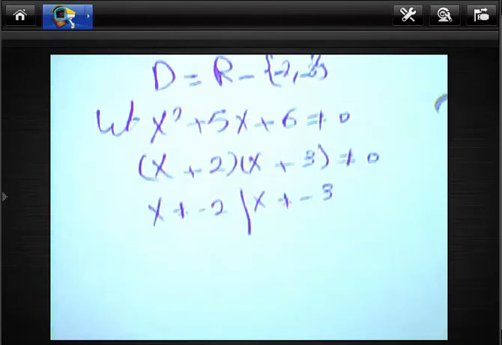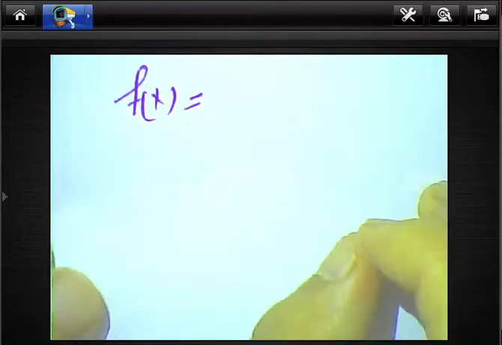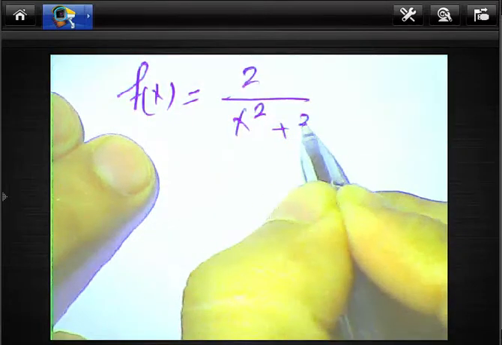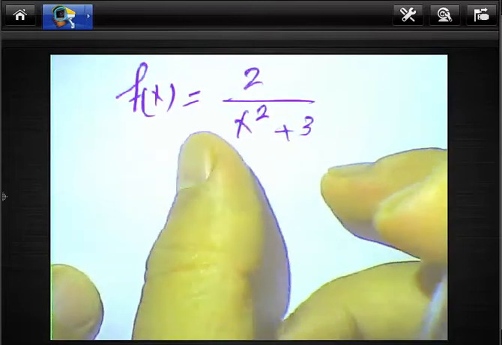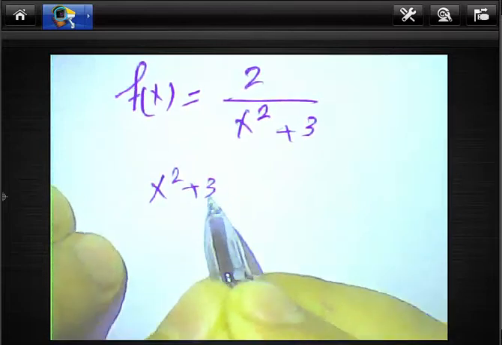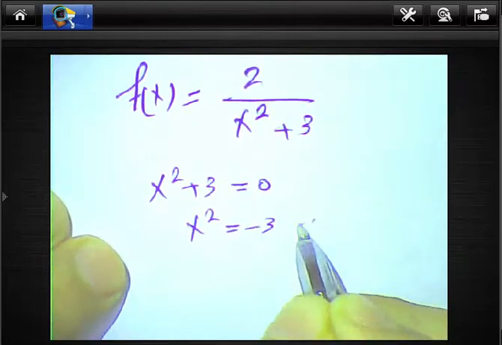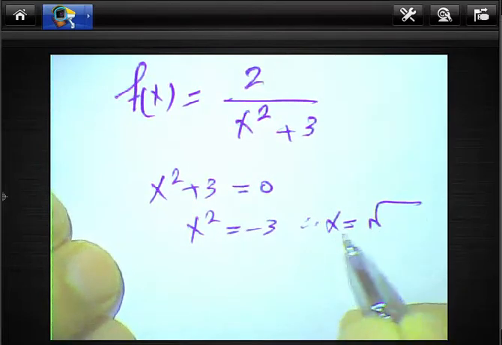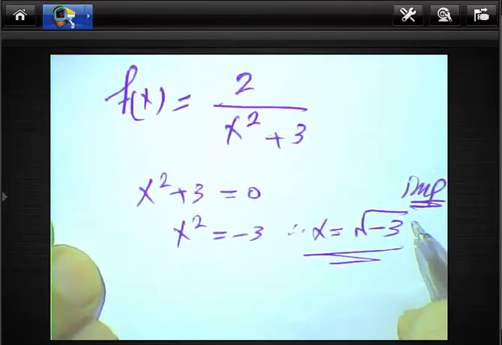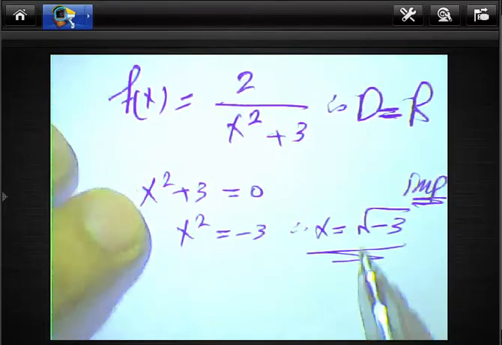Another example: f of x equals 2 over x power 2 plus 3. We want to find the domain of this function. Look at this denominator, not equal 0. If we write x power 2 plus 3 equals 0, x power 2 equals -3, and x will be equal to the square root of -3, it's impossible. It's impossible to find the result. So the domain of this function will be R only, because we don't have any 0 in the denominator here.